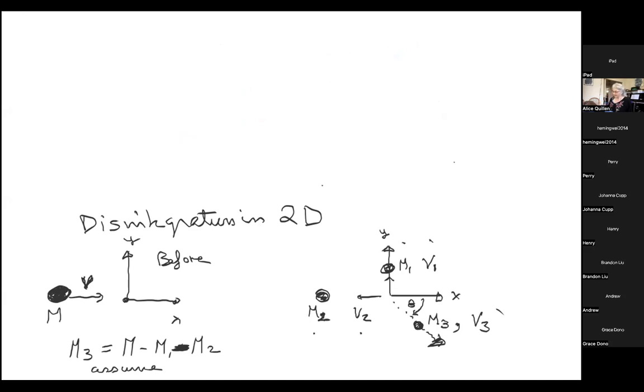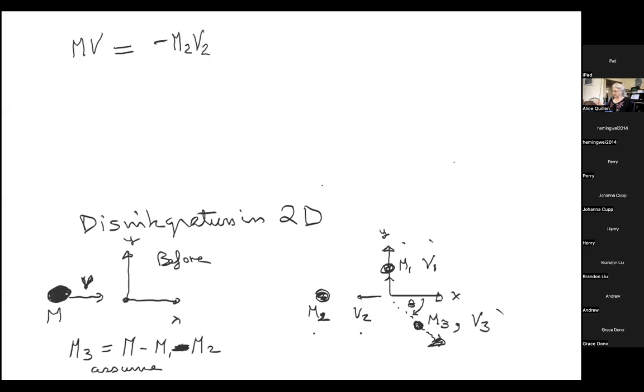So let's use the fact that momentum is conserved. Momentum in the x direction: the initial momentum is mv, because this particle here moves horizontally. And in the final momentum, m1 doesn't contribute to the x component of momentum. So if I adopt v2 as being positive, then it's going to be minus m2 v2.